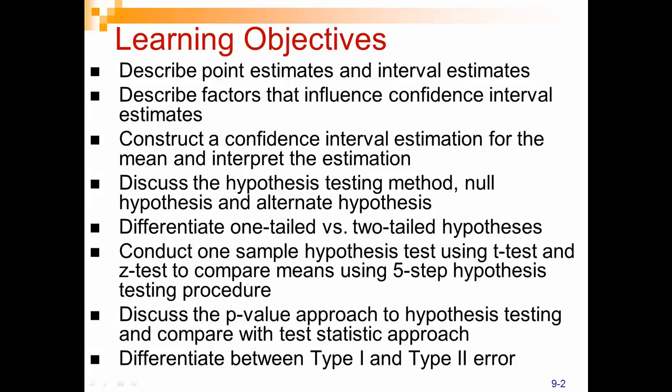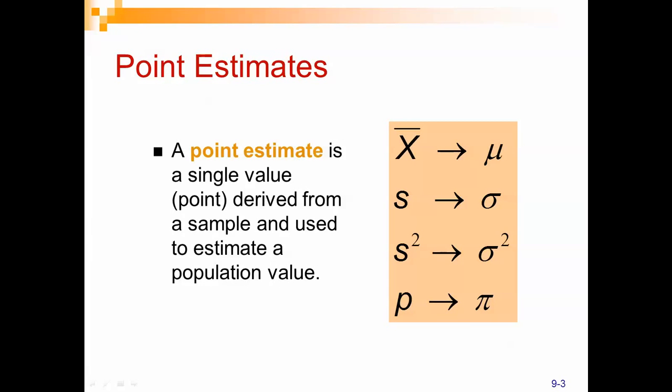And here are our objectives. You have those in your slides as well. And what we've done so far is to calculate point estimates. A point estimate is a single value or point derived from a sample, and it's used to estimate a population value. For example, we used x bar to estimate the population parameter mu. So x bar is our sample mean, and mu is the population mean. And so on down the line for the standard deviation, variance, and so on.